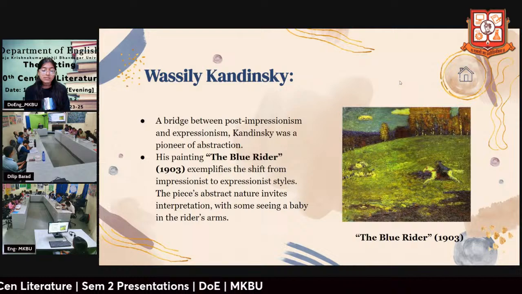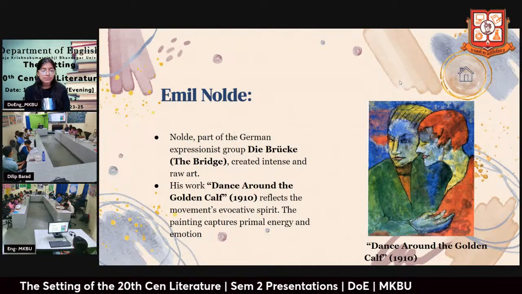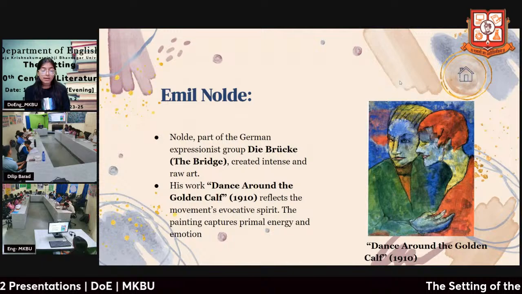Emil Nolde. Nolde, part of the German Expressionist group Die Brücke, The Bridge, created intense and raw art. His work, Dance Around the Golden Calf, 1910, reflects the movement's evocative spirit. The painting captures primal energy and emotions.